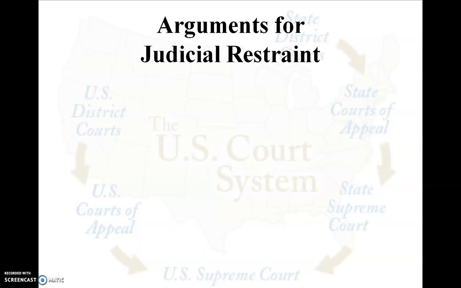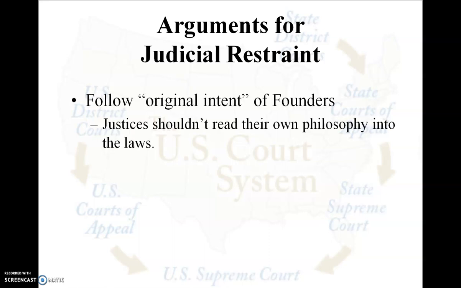On the side of restraint, most judges who practice restraint, or people who advocate for judicial restraint, are called originalists. They want the judges on the court to interpret the Constitution exactly how it was understood when it was written. So they want to follow exactly what the Founding Fathers thought the Constitution meant. You shouldn't be injecting your own opinion or your own spin on what the Constitution is. You should be following what the Founders thought, what the people who wrote the document believed.